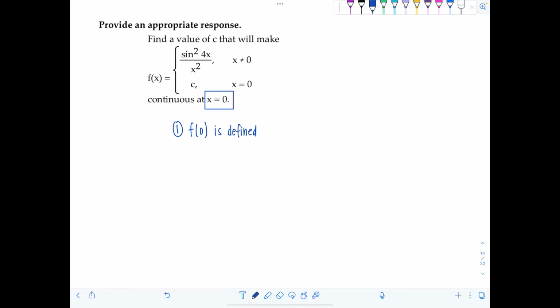Is f of 0 defined? Well, we have to define it. f of 0 is equal to c. So f of 0 equals c. We need to find it.